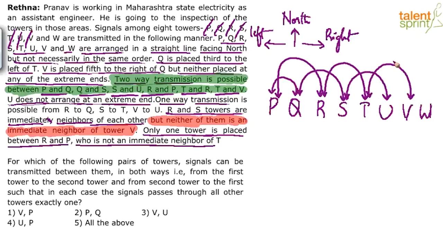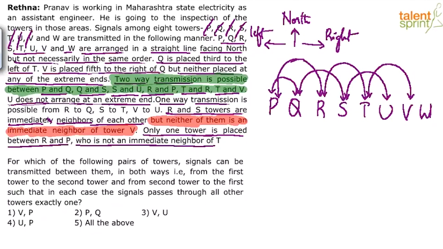So everything on top is a double-headed arrow, right? All these are double-headed arrows. So two-way transmissions are possible, right? We have taken all the possible pairs that were given here. PQ, so P to Q, Q to P, QS, Q to S and S to Q, SU, S to U and U to S, R and P, R to P and P to R. Then T and R, T to R, R to T, and T and V, T to V and V to T. Now look at the next point here, one-way transmission.